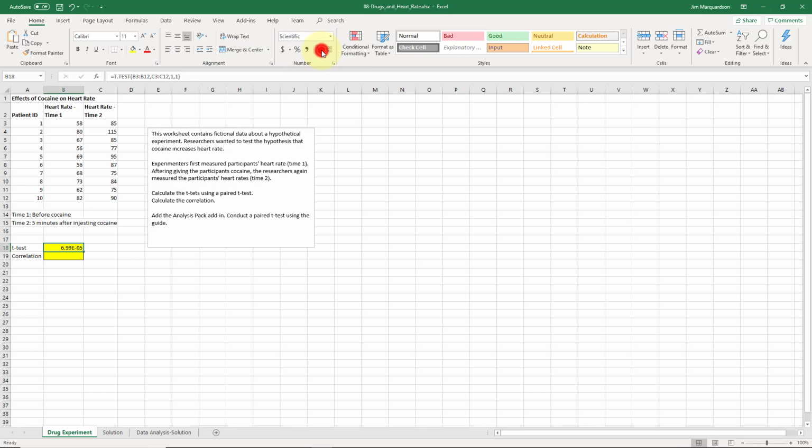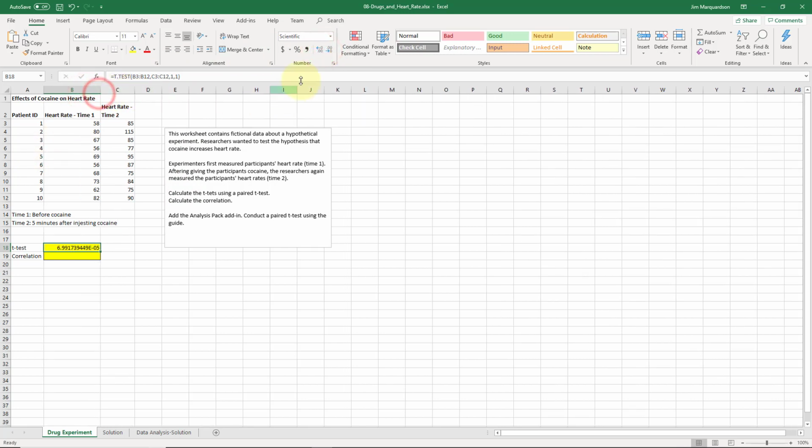Highly significant. So significant, it's hard to represent it here. We've got a lot of zeros before the decimal point, and okay, so very significant. That means I would conclude as a scientist that the data supports the notion that cocaine increases people's heart rates based off this data.